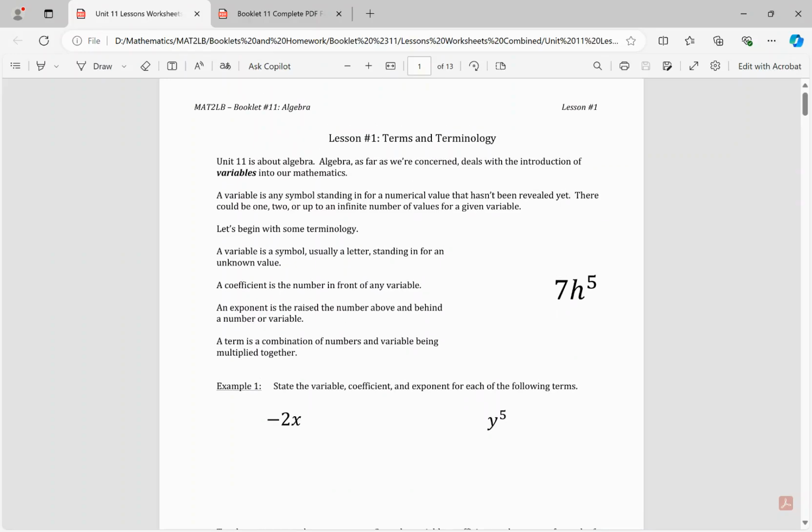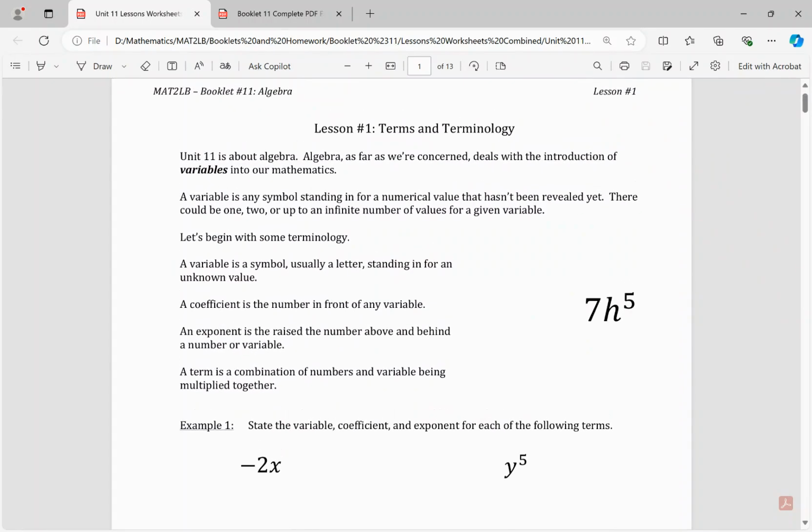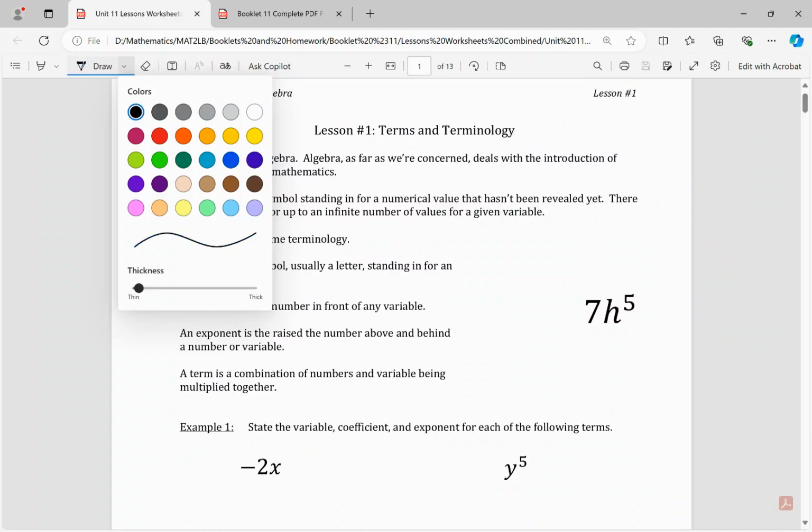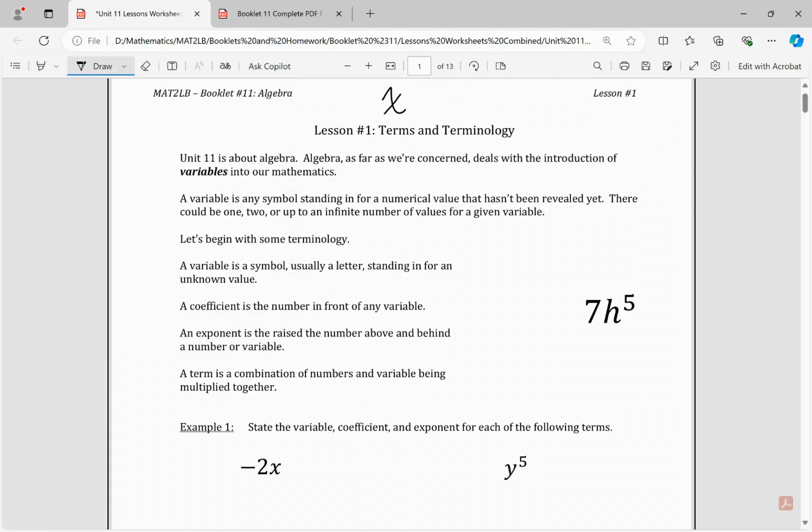Now, this first lesson is just focused on different terminology, different keywords that you need to know because I'm going to be using them often throughout the entire booklet. So let's start with the idea of variables. Now, a variable is not a number, but it is a symbol. That symbol is usually represented with a letter, right? Such as X is a very common variable that we use.